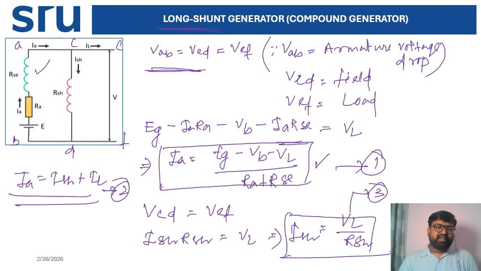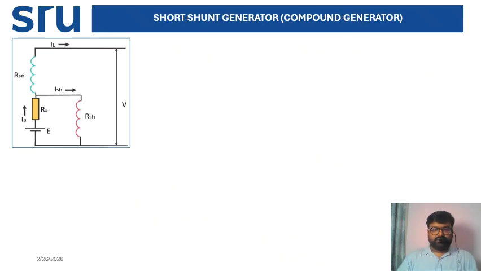Because you see, the shunt resistance is connected or fully covers the armature. If it is not fully covered, or only half covered, or only the armature resistance is covered, then it is in short shunt. That only we will discuss. Similar to the long shunt generator, the short shunt generator is also designed, but there is a little bit of difference.